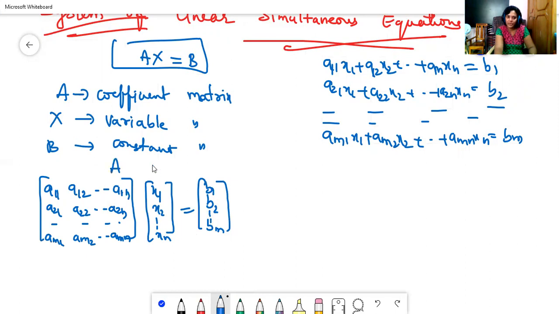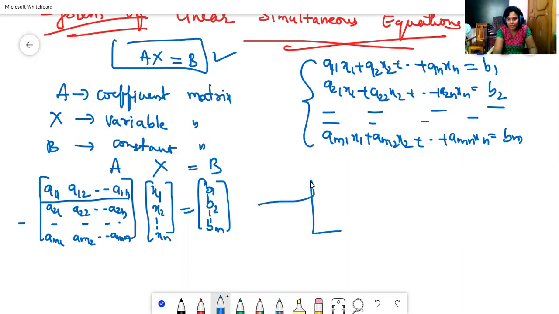This is in the form of Ax equal to b. Just multiply, then again you get the equation system only. That is the system of simultaneous linear equations: a11 x1 plus a12 and so on. From these equations we can express the matrix form, that is Ax equal to b. A is the coefficient matrix, x is the variable matrix, b is the constant matrix.